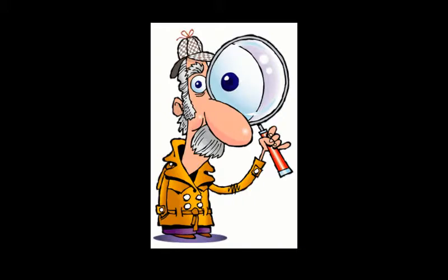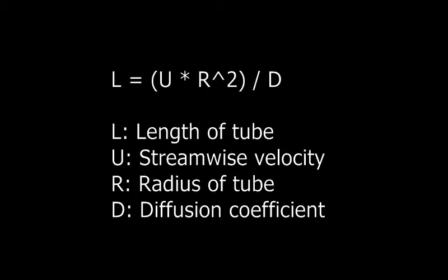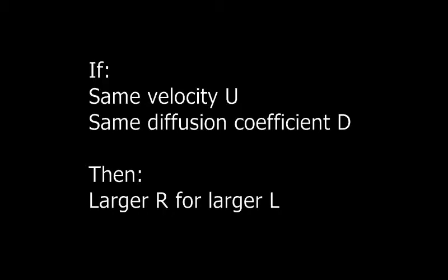Since fluid mixing in laminar flow is basically driven by diffusion, the length required to mix two fluids can be simply defined by this equation, where U is the streamwise velocity, D is the diffusion coefficient, and R is the radius of the channel. With this, we hypothesize that under the same velocity and diffusion coefficient, the larger R the channel has, the longer length is needed to mix fluids in the channel.